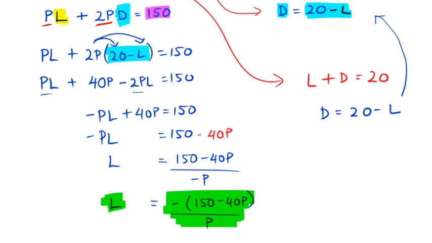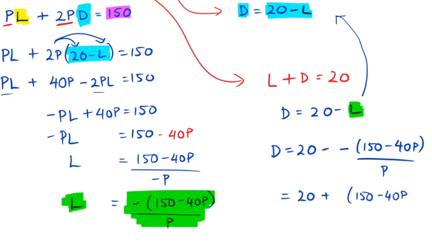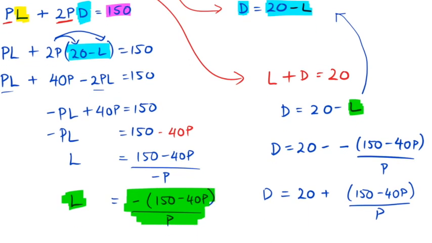So now we can just replace L with the big ugly looking expression highlighted in green. That means D is equal to 20 take away L, and L is minus 150 minus 40P divided by P, and it simplifies to 20 plus 150 minus 40P, over P. So those are our two expressions: L for the number of Labradors in terms of profit, and D for the number of Dalmatians in terms of P.